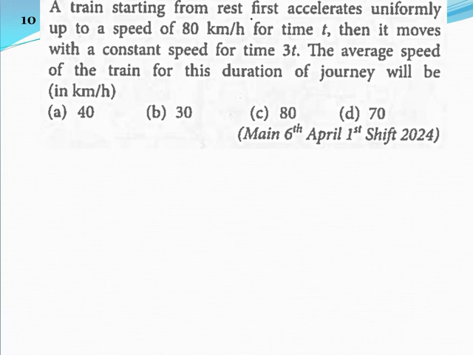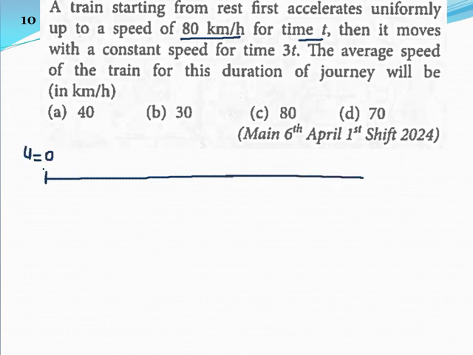Now come to the next question. A train starts from rest, first accelerates uniformly up to a speed of 80 km per hour for time t. Starts from rest, u equal to 0. A train, suppose A, starting, and in time t it gains 80 km per hour of speed. Now then it moves with a constant speed for time 3t. Now from t to further 3t, it means what?